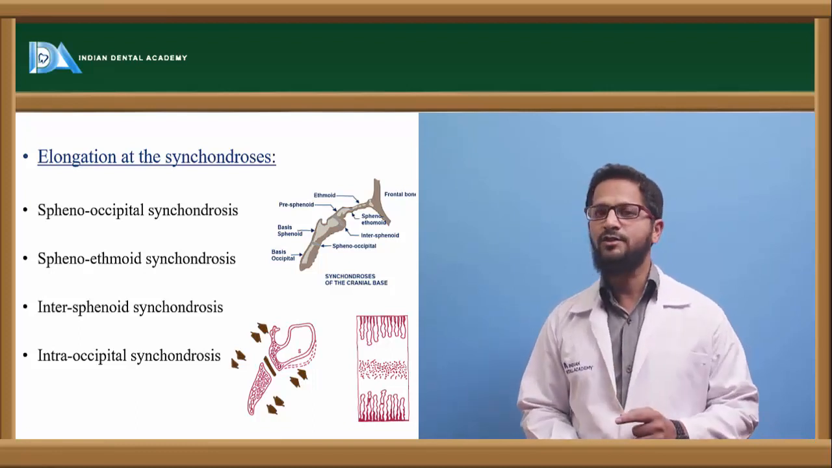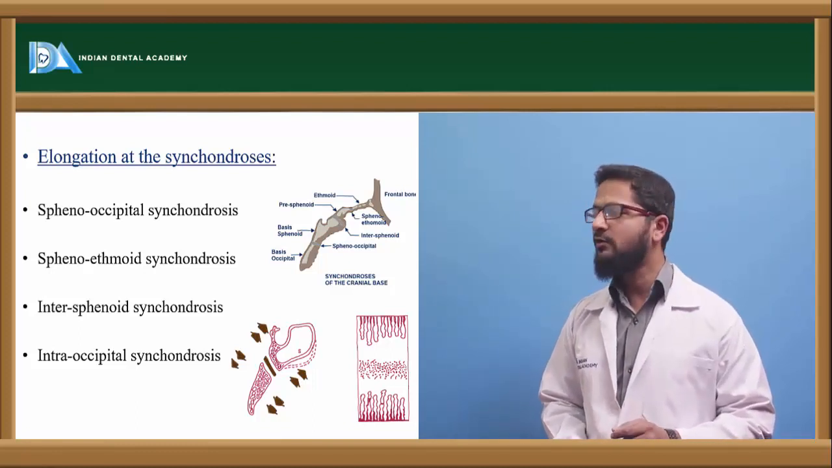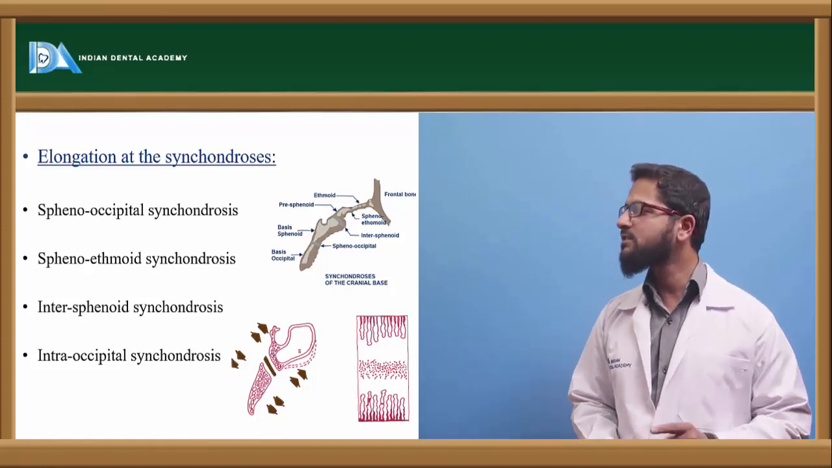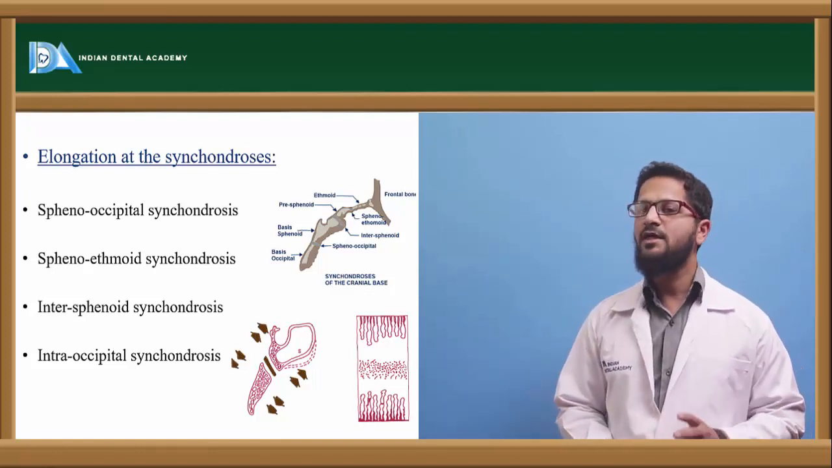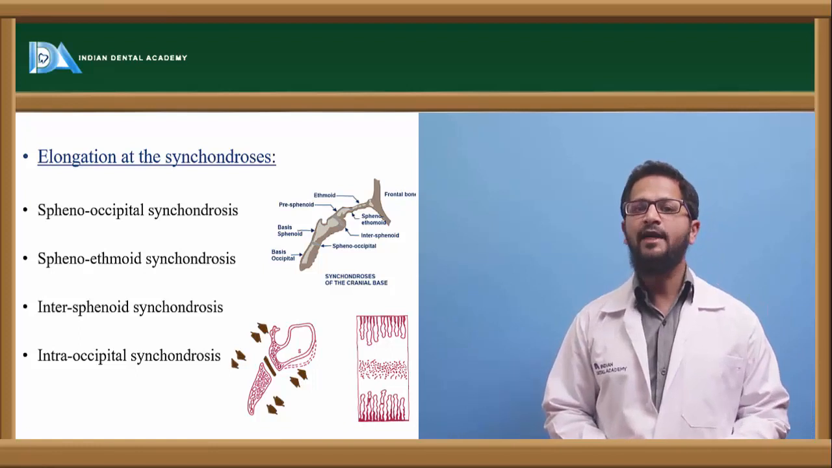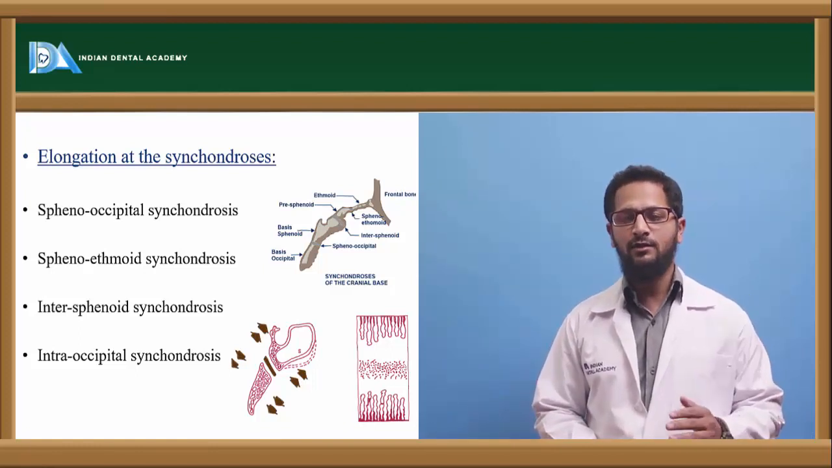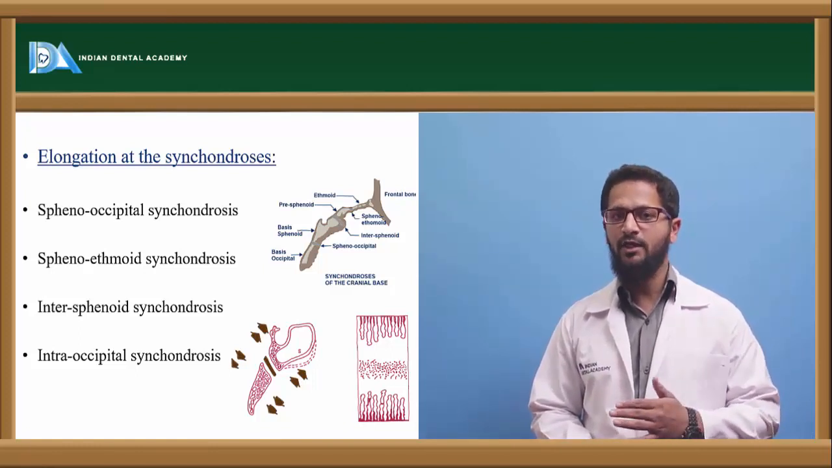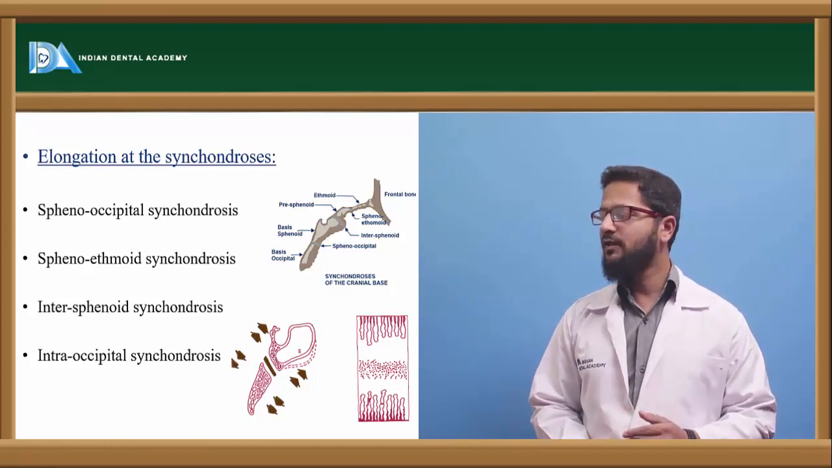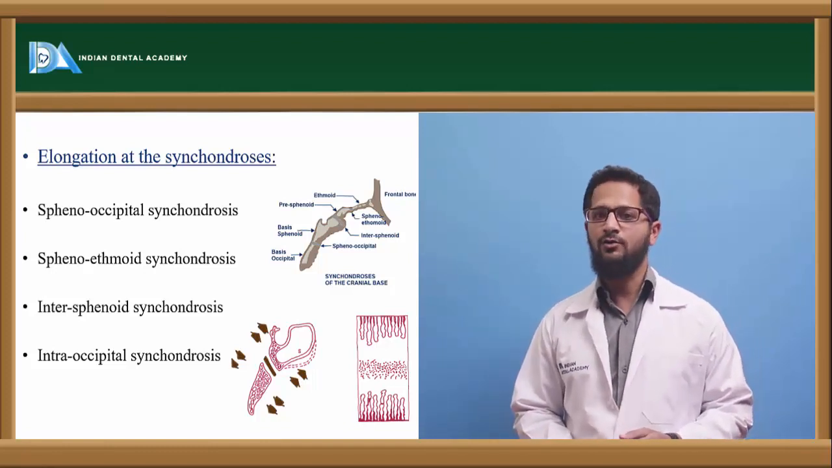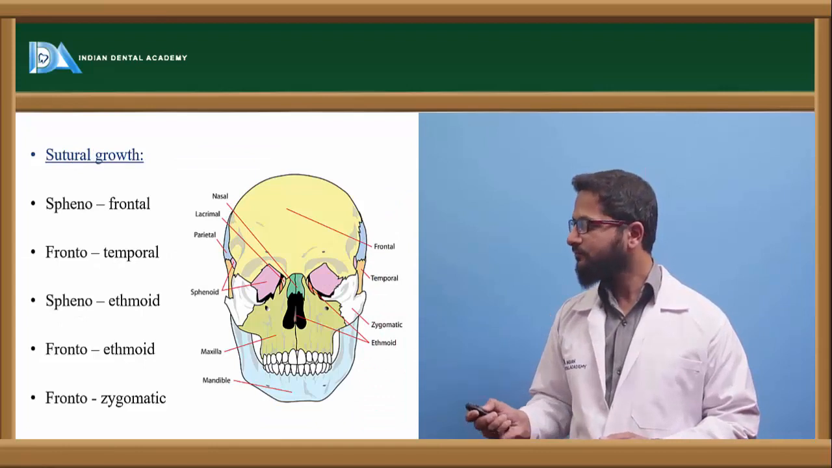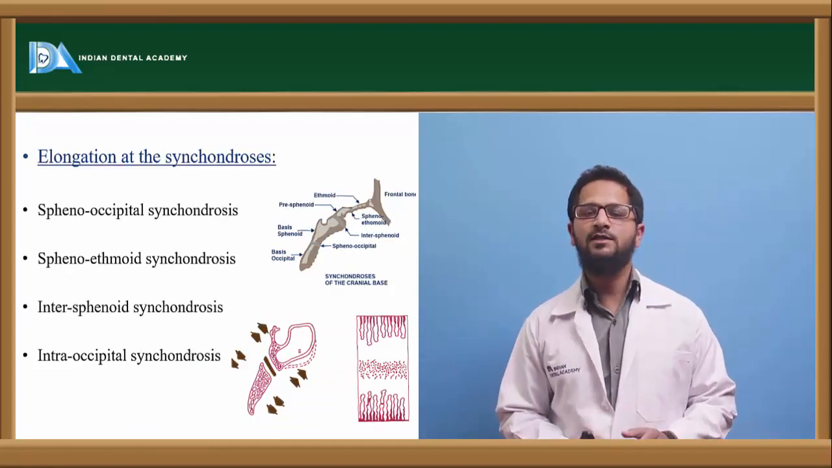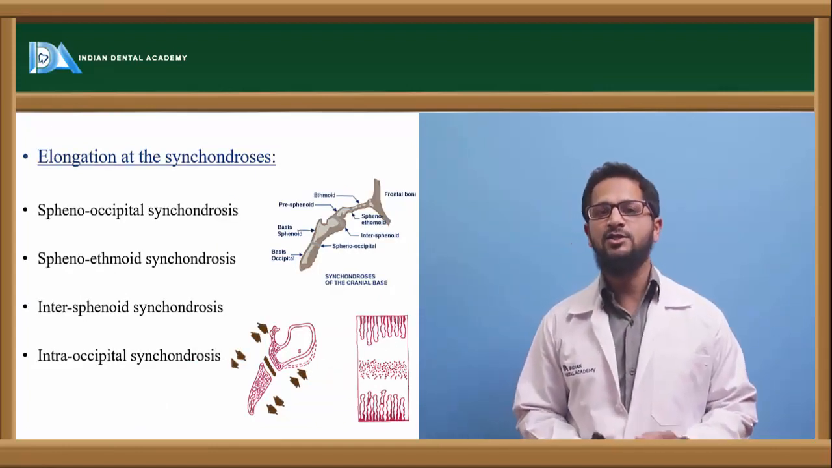Now, these synchondroses are present in the cranial base in the form of spheno-occipital synchondrosis, spheno-ethmoid synchondrosis, intersphenoid synchondrosis, and intra-occipital synchondrosis. We will know the details about each of these synchondroses. First, coming to spheno-occipital synchondrosis. This spheno-occipital synchondrosis is a cartilaginous junction between the sphenoid bone and the occipital bone.